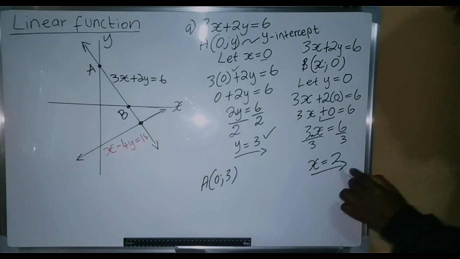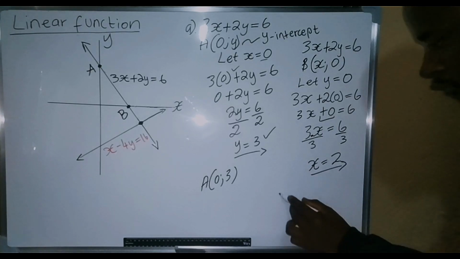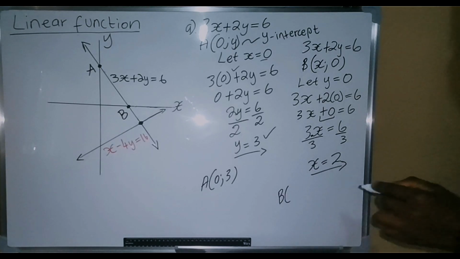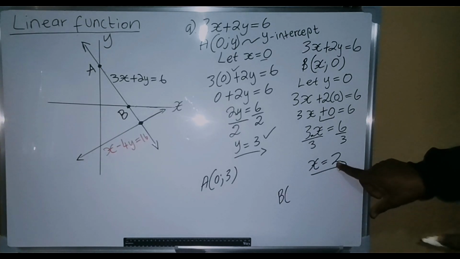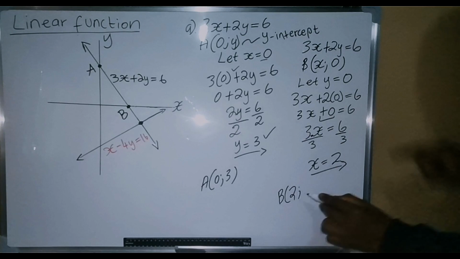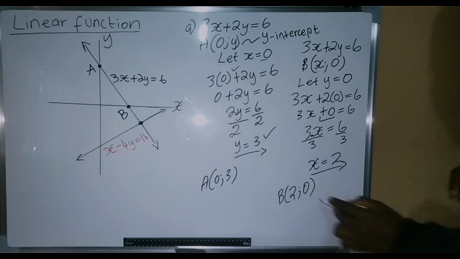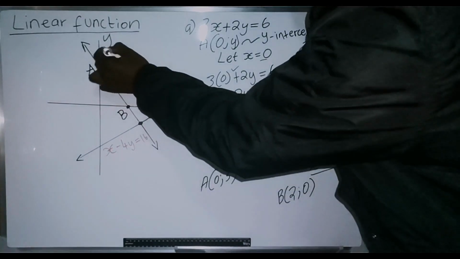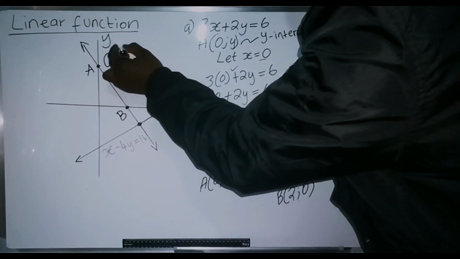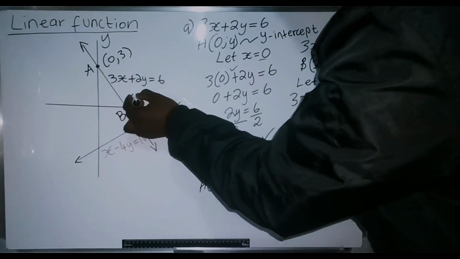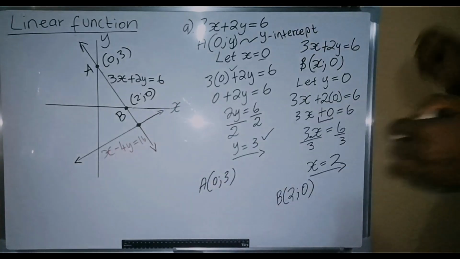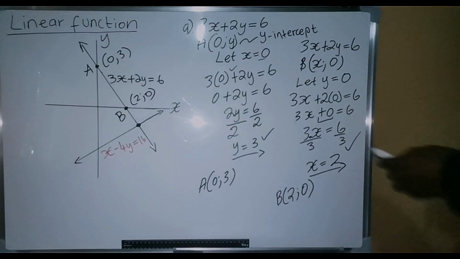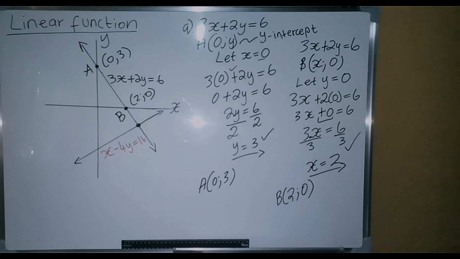What are the coordinates of point B? The coordinates of point B are x is 2 and y is 0. Therefore, the coordinates of point A are (0, 3) and the coordinates of point B are (2, 0). This is the first question. Now, number B.